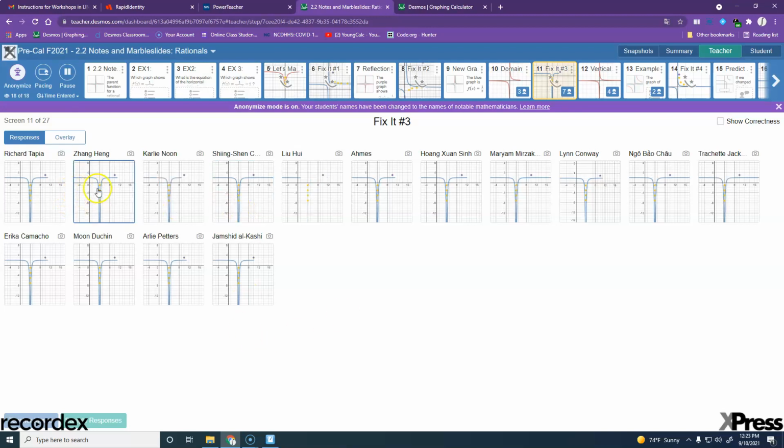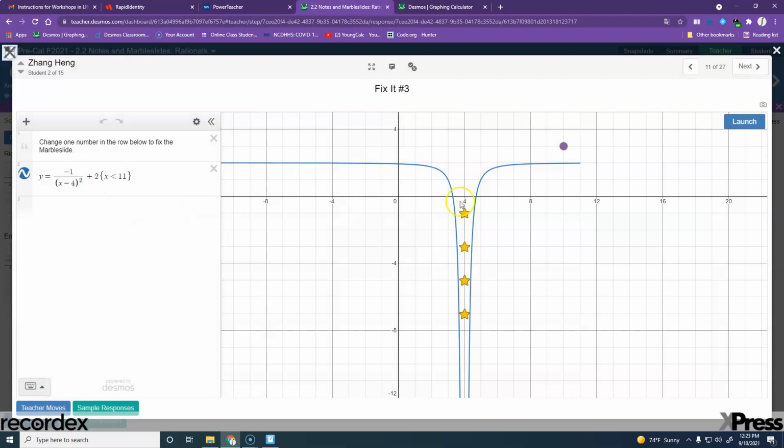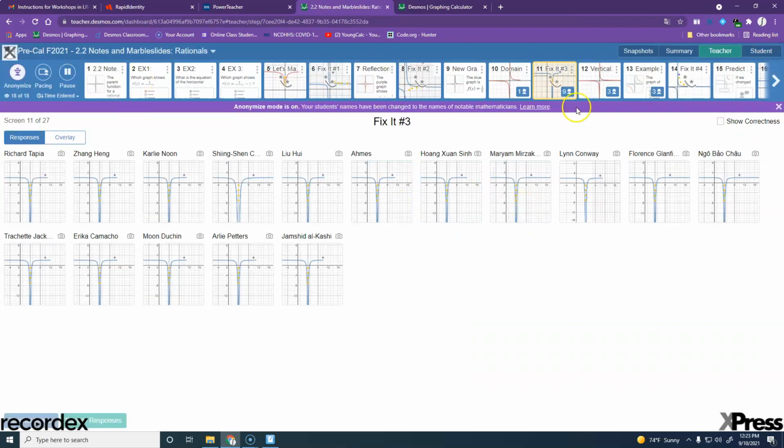Okay, so I can see several of these. Like this person changed that 9 to an 11, which was plenty enough for the balls just to fall here. This one right here, they changed it to 20. It goes out a little bit further. You could get rid of the condition altogether, and that would work fine too. So you can change your domain.